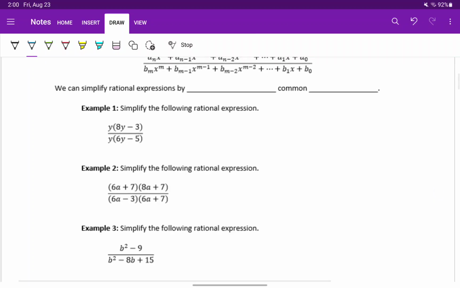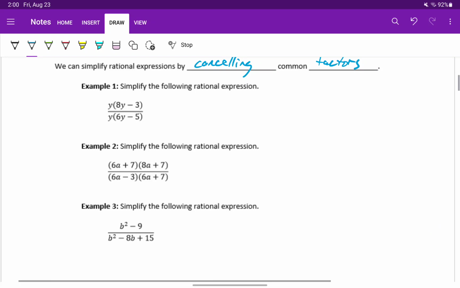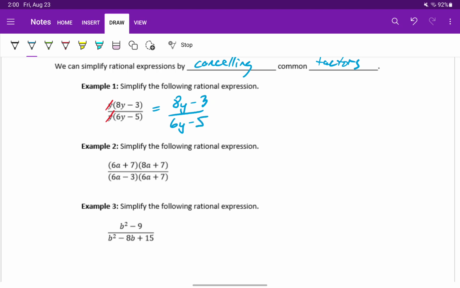When we talk about simplifying rationals, we can do that by canceling common factors. What we need for that then are values that are being multiplied together, not added and subtracted from each other, but values that are being multiplied together are factors. If we have common factors in the numerator and denominator, like we do in example 1, we have y over y. Those cancel out since anything divided by itself would be 1, leaving us with just 8y minus 3 over 6y minus 5.